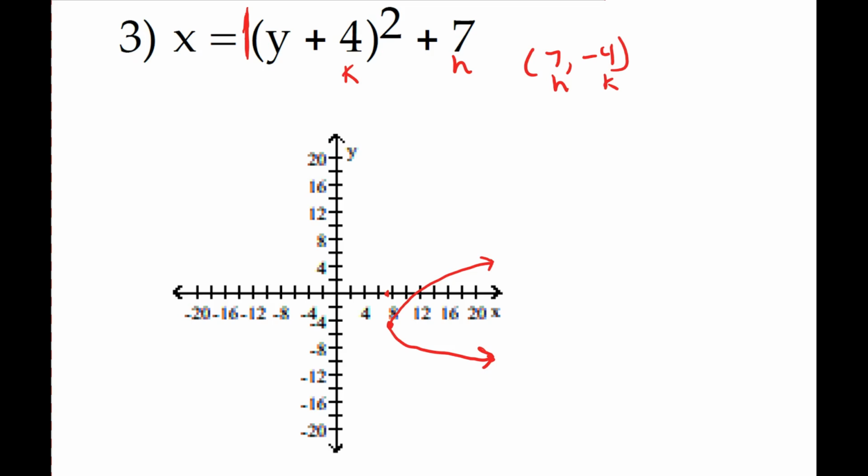So three really nice graphs of parabolas and how we might graph them by hand. So a good conceptual understanding here.